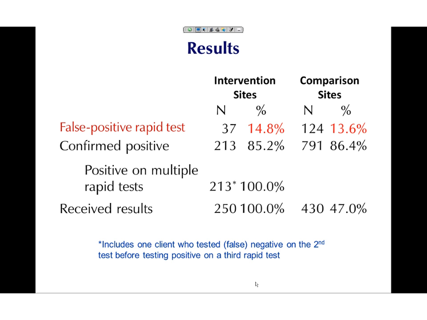And what they did in both sites was look at surveillance data to see whether people received a CD4 count and a viral load test result. And so of the 213 who were positive on the multiple rapid tests, they received an immediate referral and are considered to be the intervention group. The 430 who received their results are the only ones who received the referral in the comparison site group.